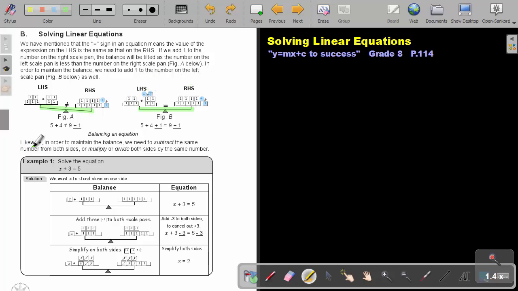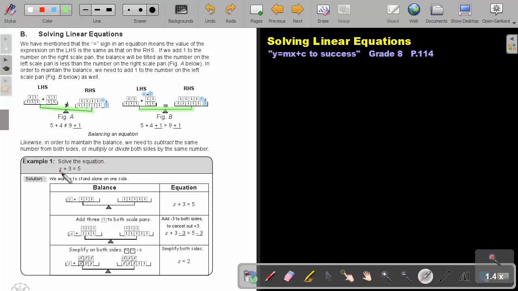So likewise, in order to maintain the balance, we need to subtract the same number from both sides, or multiply or divide both sides by the same number. So whatever operation I do on one side, I must do exactly the same operation as well as the number on the other side. Okay, let's look at an example.